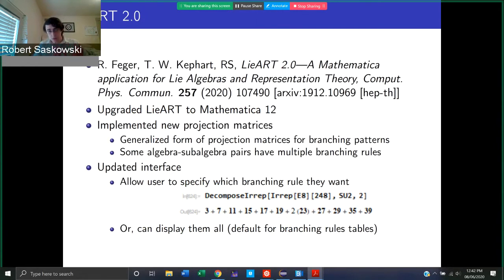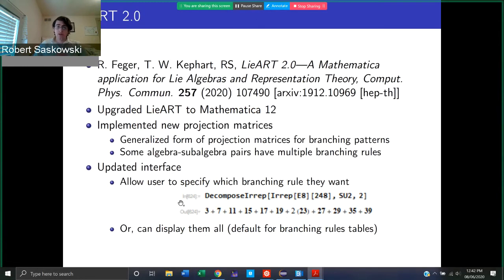And what we noticed in the process was that certain algebra-subalgebra pairs ended up having multiple branching rules. For example, E7 has 2 different ways it can branch to SU2, E8 has 3 different ways it can branch to SU2, and SU15 has 2 different ways it can branch to SU3. Consequently, we updated the interface to allow users to specify which branching rules in particular that they wanted.